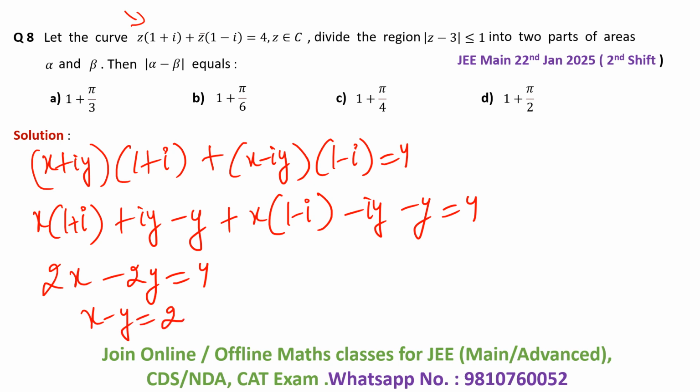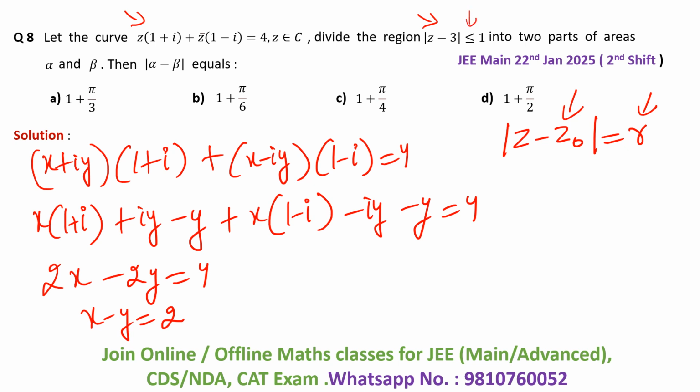Now, what about this equation? We know that in the Argand plane, the equation mod of z minus z naught equal to r represents a circle, where z naught is the center of the circle and r is the radius. And this equation is very much similar to it. The only difference is that it is less than or equal to over here.